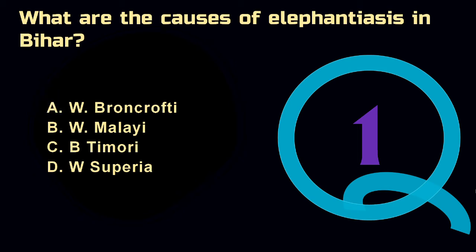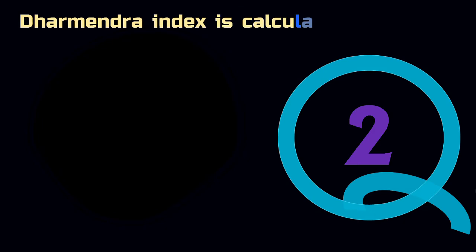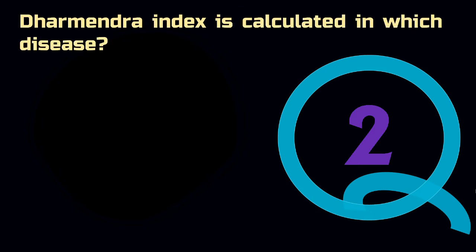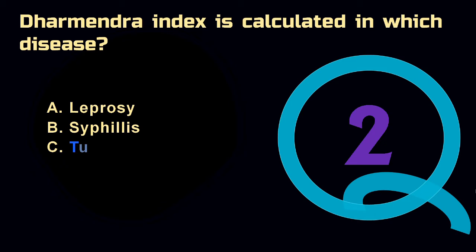The next question is, the Dharmendra index is calculated in which disease? Option A, leprosy, option B, syphilis, option C, tuberculosis, and option D, polio. The correct answer to this question is option A, leprosy. The Dharmendra test allows to differentiate between tuberculoid leprosy and lepromatous leprosy. The antigen was first reported by Dharmendra in the year 1941 and 42. So the correct answer is option A.